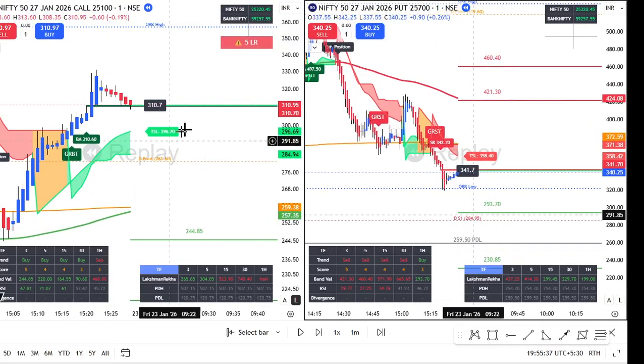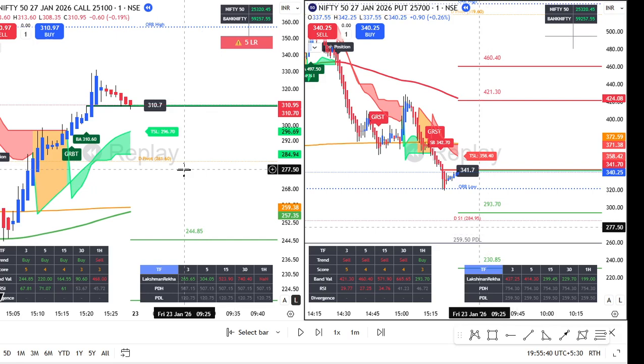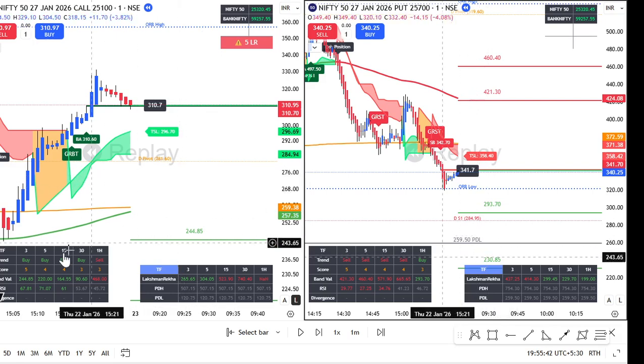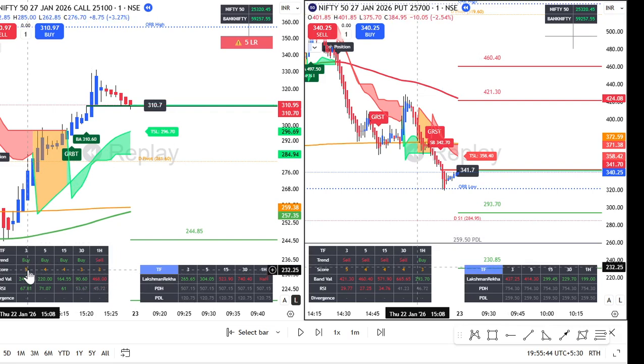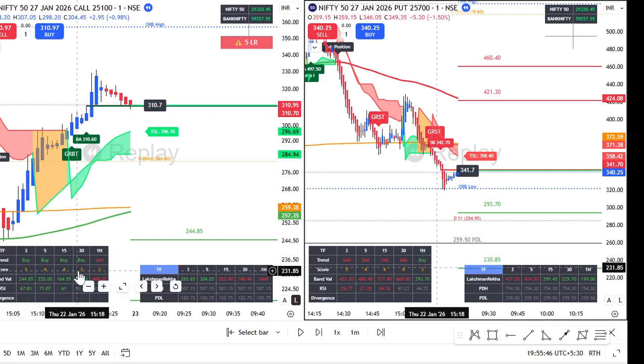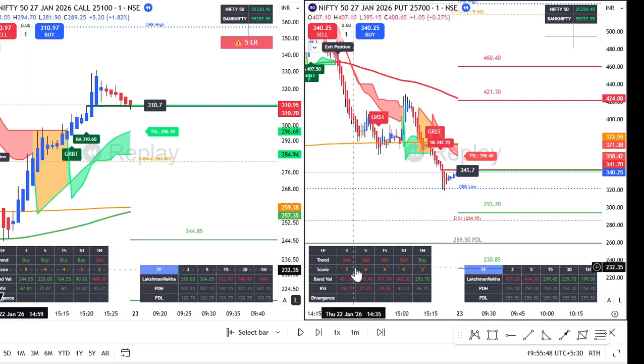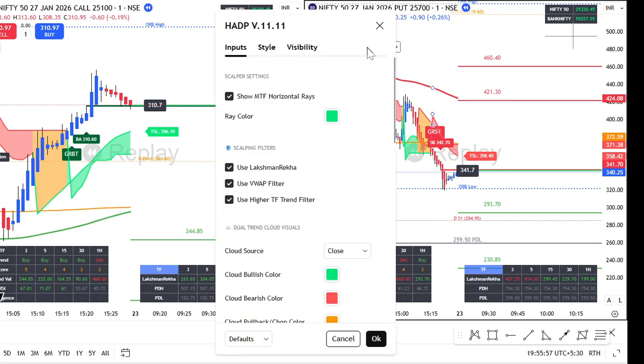So look at now, before we jump and see, right? What is the primary trend for the call? 3 minutes, 5 minutes, 15 minutes, 30 minutes, everything is into buy. For the put, everything is into sell. I am on a 1 minute time frame. So if I select, let me remove this Lakshman Rekha and use VWAP. You can use it later as you want.